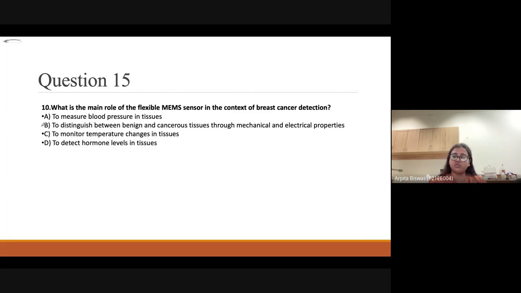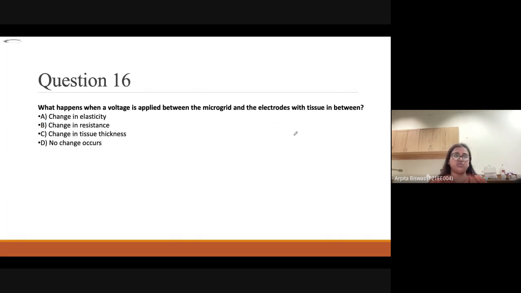So the right option is option B, to distinguish between the benign and cancerous tissue through the mechanical and electrical property. Next, move toward question number 16. What happens when a voltage is applied between the microgrid and the electrodes with tissue in between?